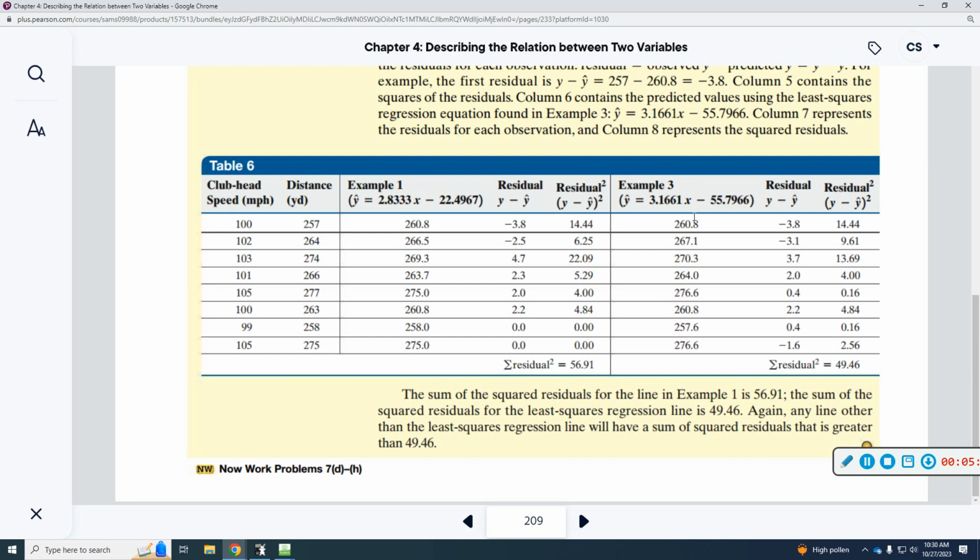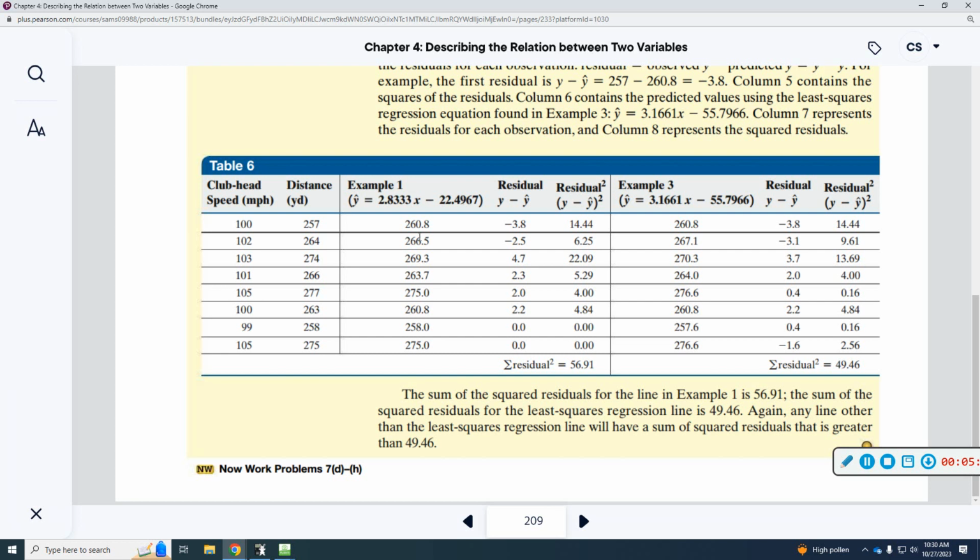Example 3. What's the difference in these? This might be using a different equation, so you can get different lines. Yeah, that's what this is showing you. You've got two different equations that are predicting to be the line of best fit.